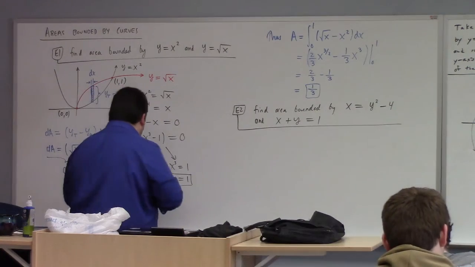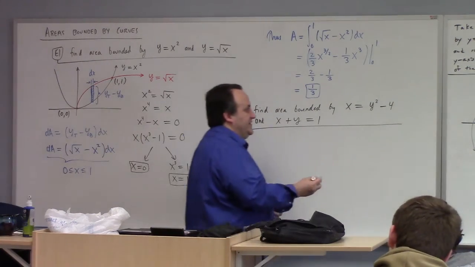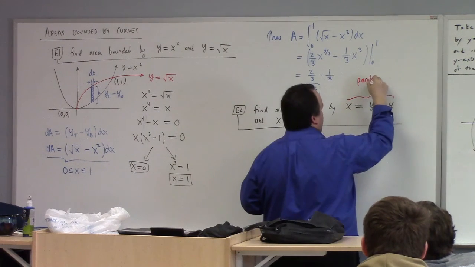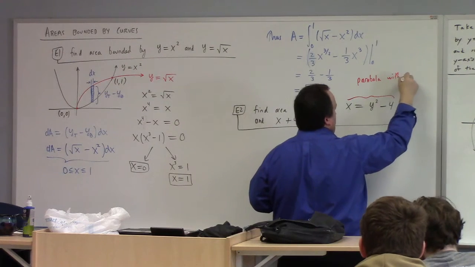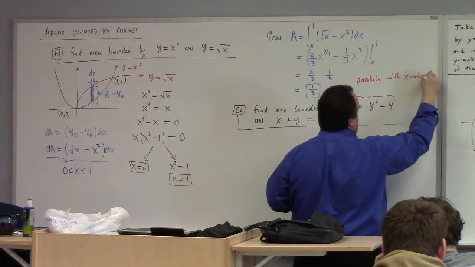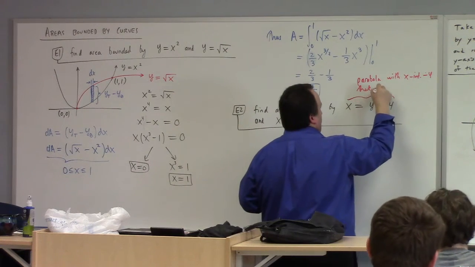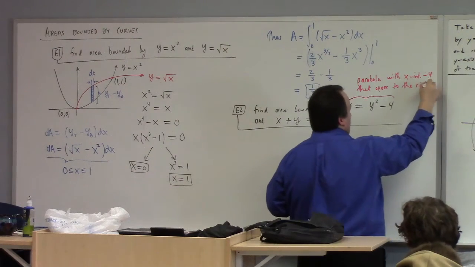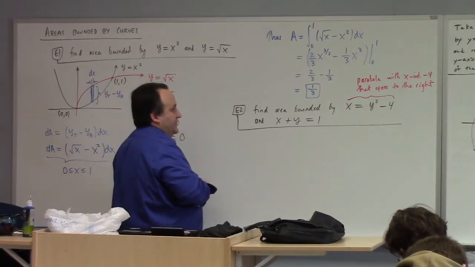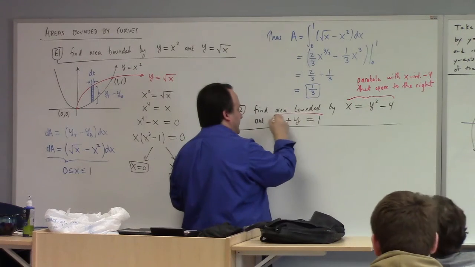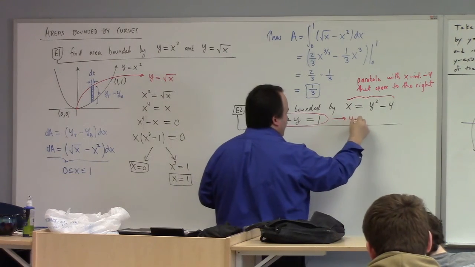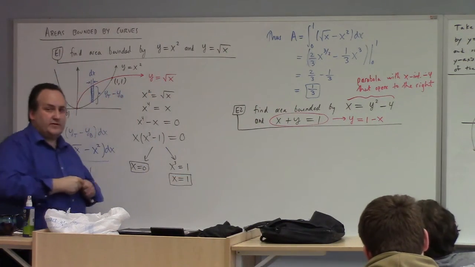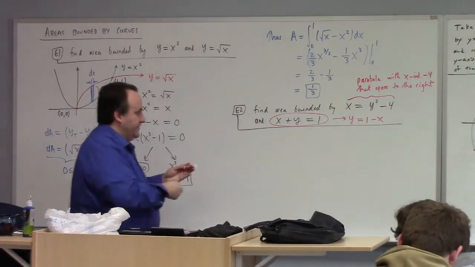So this, by the principle of exchanging x and y, is a parabola on its side. That's right, a parabola with x-intercept minus 4 that opens to the right. And of course, this guy right here, you know what this is. This is y is equal to 1 minus x, right? That's a line, y-intercept 1, slope minus 1. So I can graph all this, yeah?